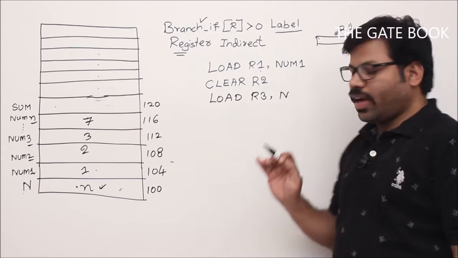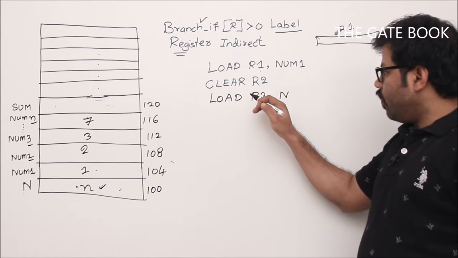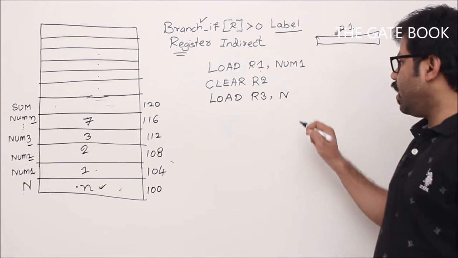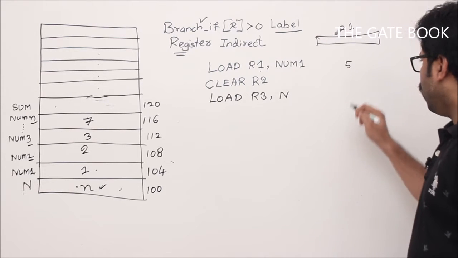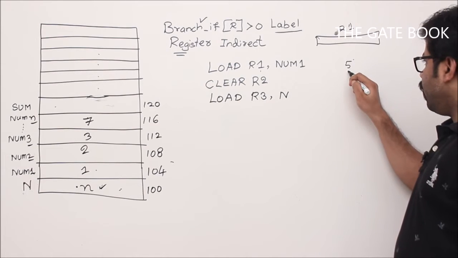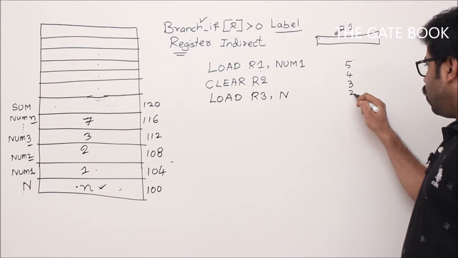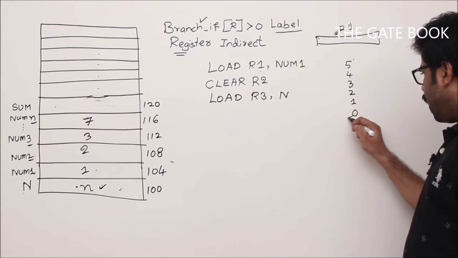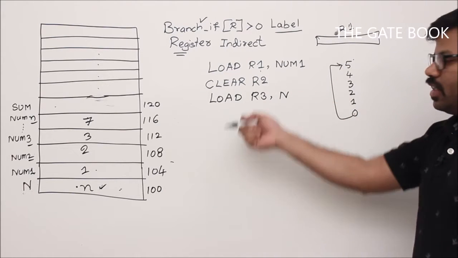Now here, what is your final idea? I will tell you. Every time I am going to reduce this R3 by 1. Initially let's say the n value is 5. So I'm going to write a loop, and the first time it will be 5, next it will become 4, then 3, then 2, then 1, then 0. Whenever it becomes 0, then after that I don't go back and I don't do the addition process.